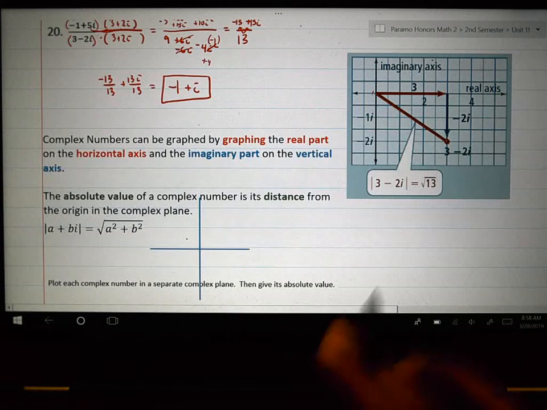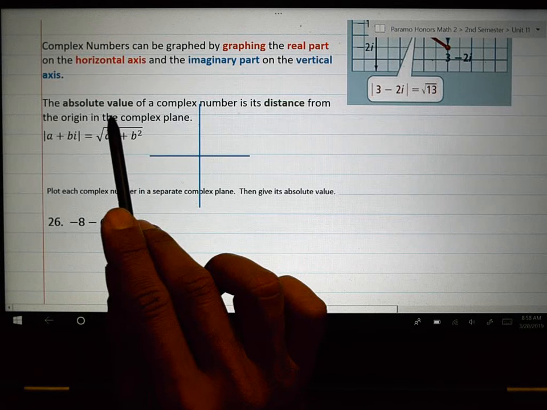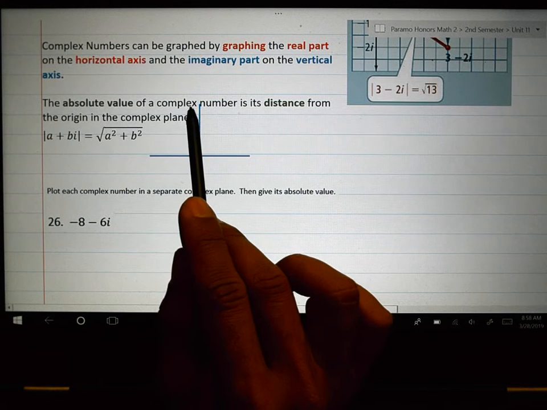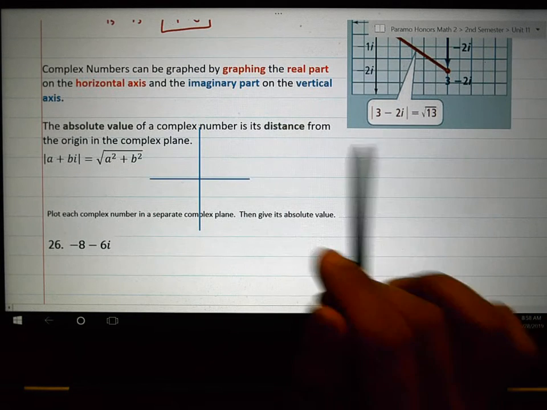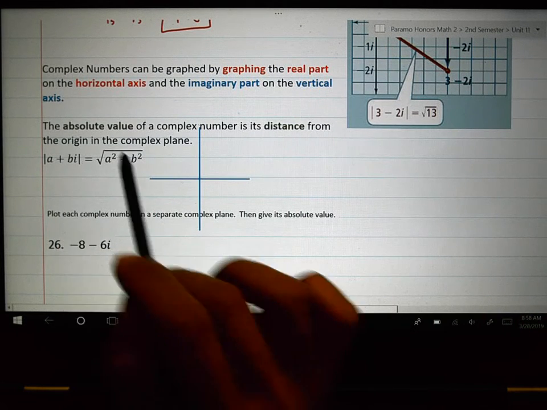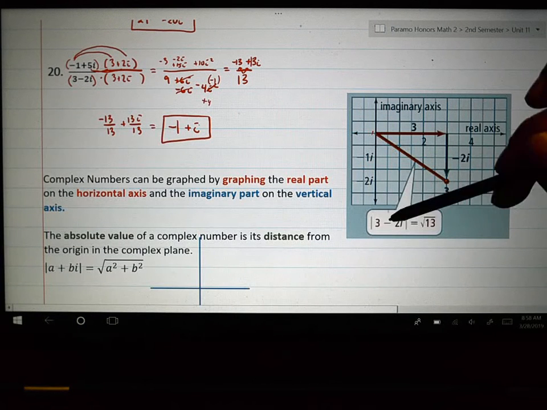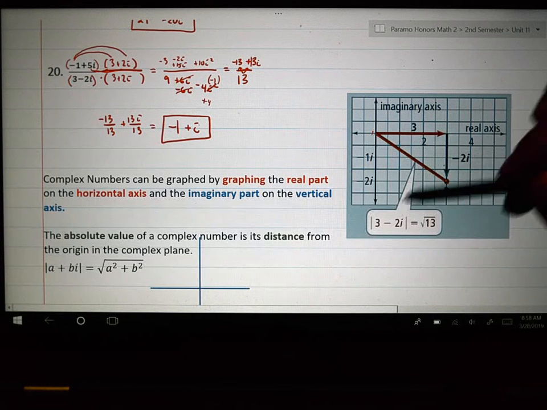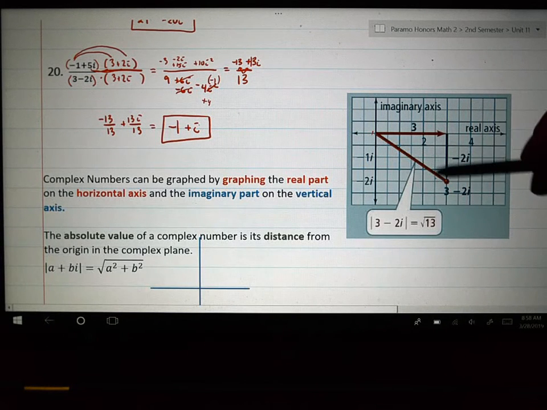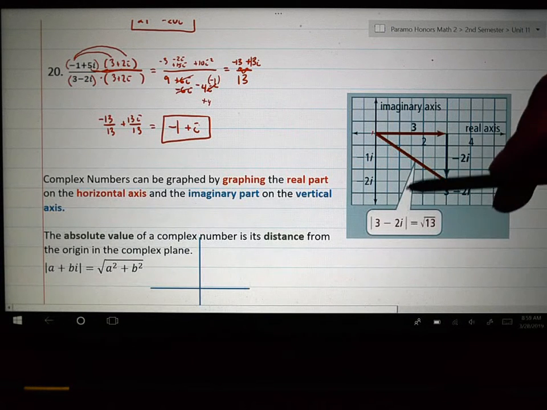The only other thing that these questions are going to ask you is how to graph or figure out what the absolute value of a complex number is. The absolute value of a complex number is its distance from the origin in the complex plane. So if I have 3 minus 2i and I want to know its absolute value, you do a squared plus b squared and take the square root of it to find that distance. Think of it as the triangle right here. The absolute value is this distance. I'll show you an example below.